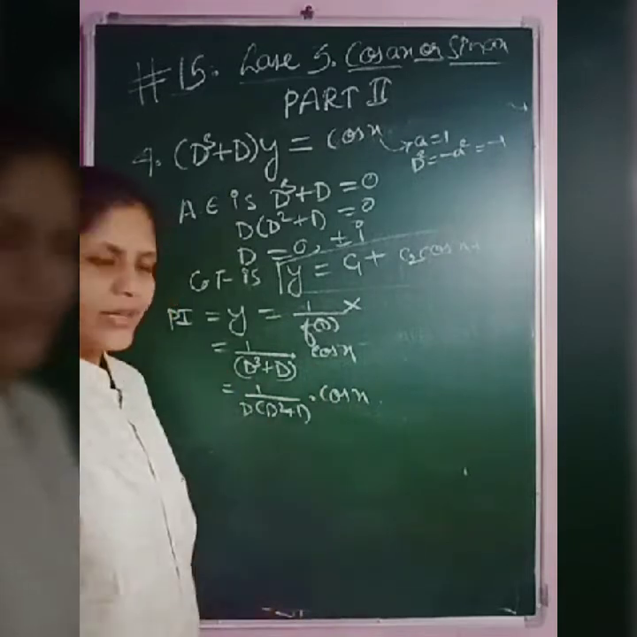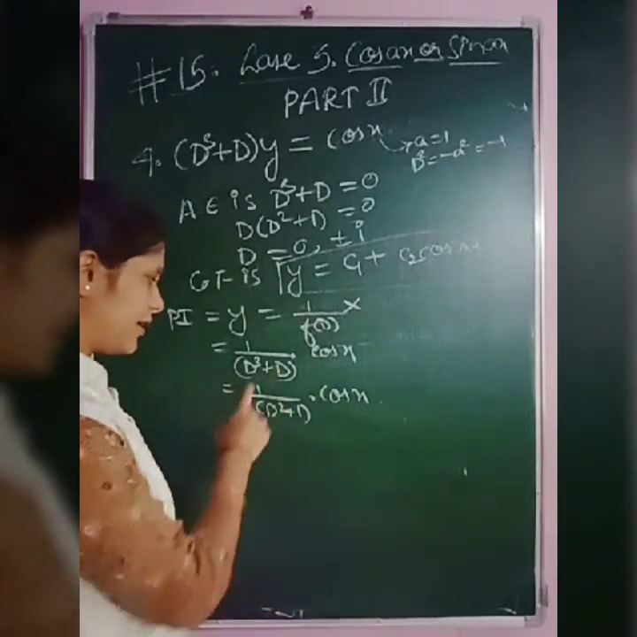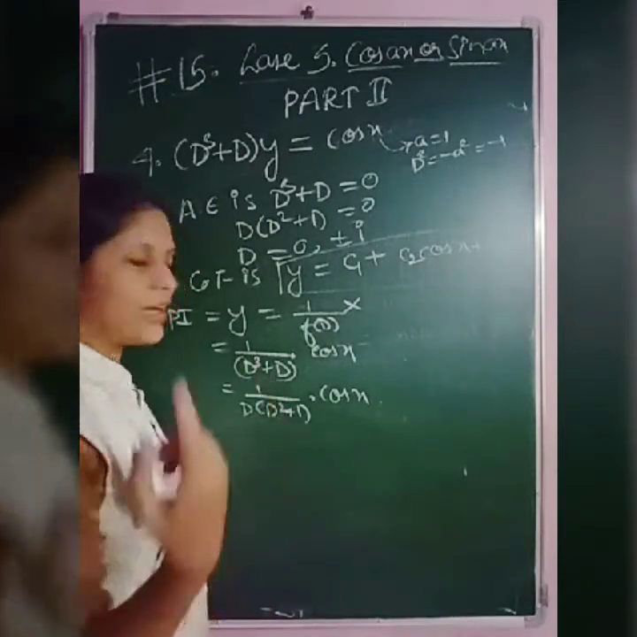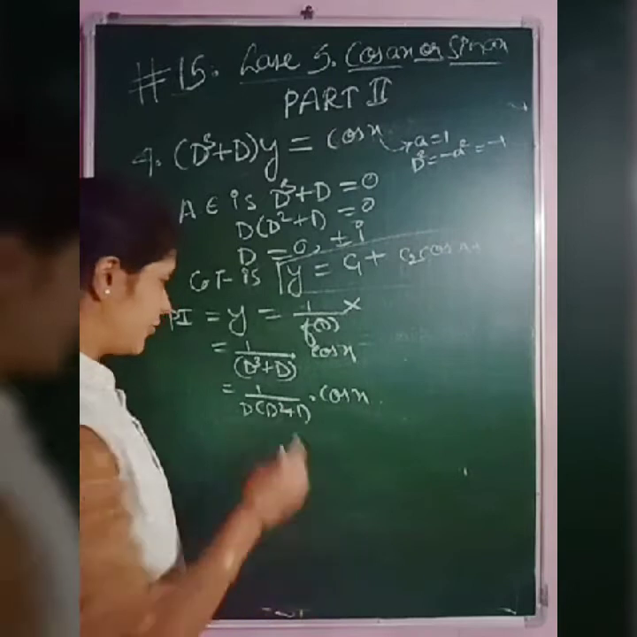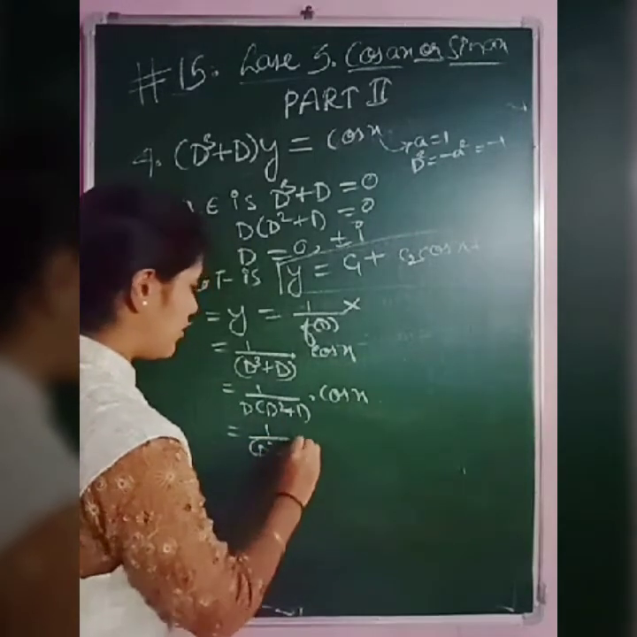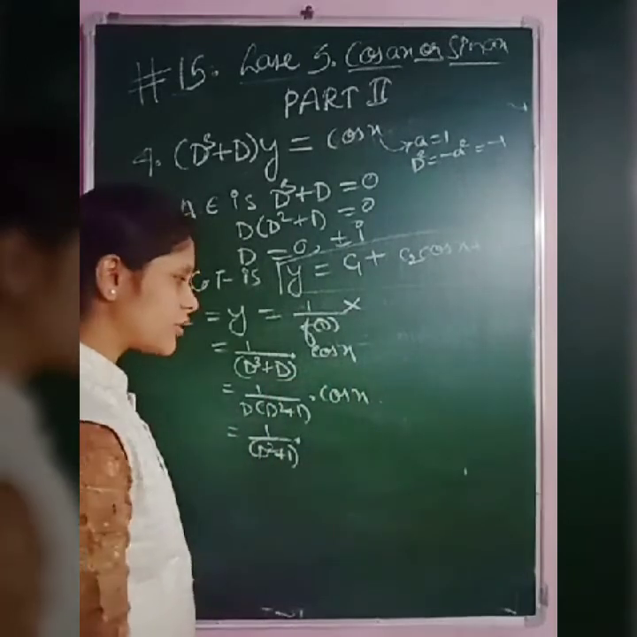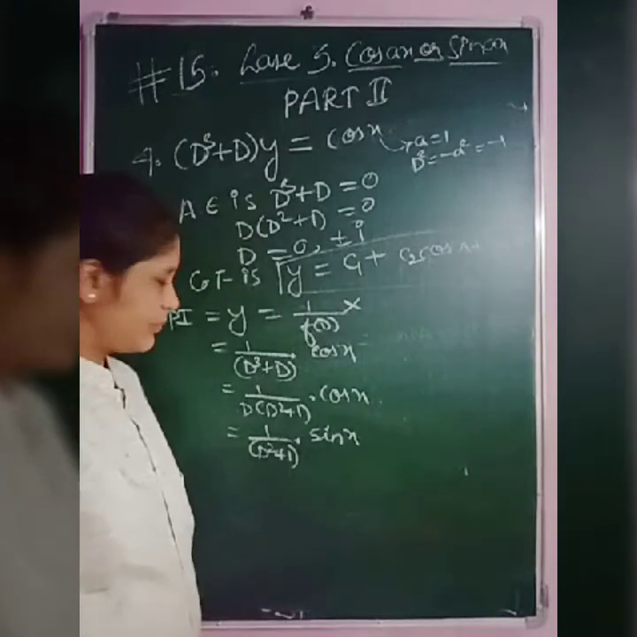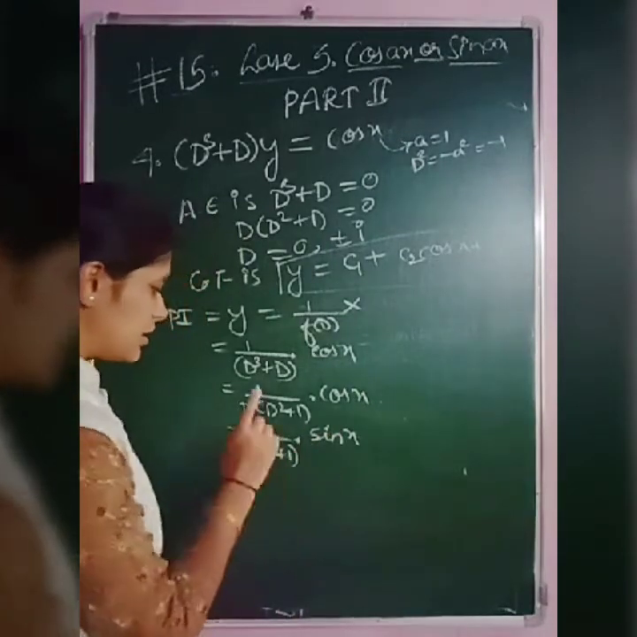So here you can do one thing. Either 1 upon D square plus 1 into 1 by D, or 1 upon D into 1 upon D square plus 1. It is your wish. Or what we will do, 1 upon D square plus 1, 1 upon D. What is integration of cos x? Sin x. Right? Now, let us solve for this.